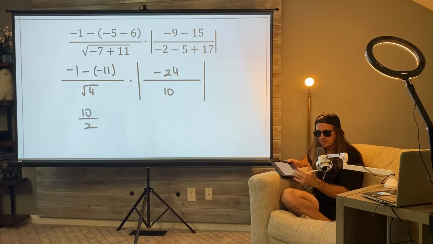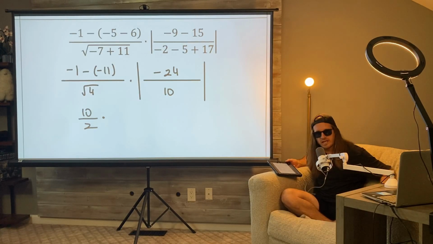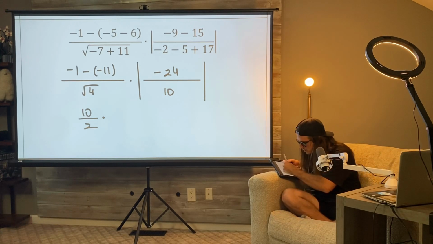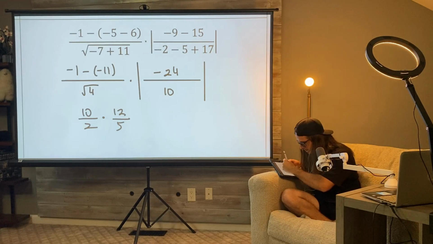Divided by the square root of 4 is 2. The absolute value here is going to become positive because of the absolute value. Now I'm also going to reduce. 24 over 10 reduces to 12 over 5. Good.